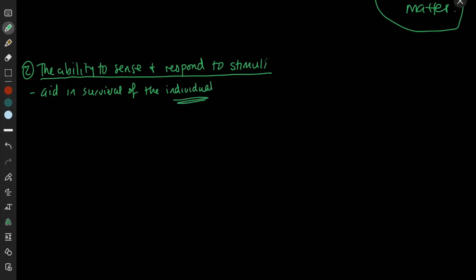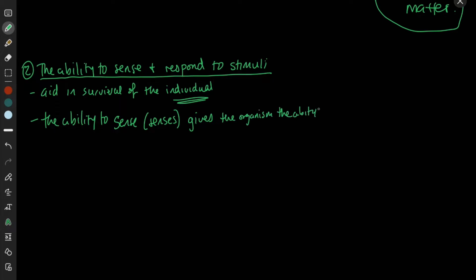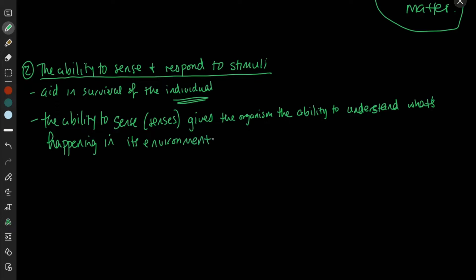And so with respect to us, or with respect to all organisms, the ability to sense, where in our case are the senses, gives the organism the ability to understand what's happening in its environment, right? So by sensing a stimulus, you're also sort of mapping out or figuring out what's going on in the surroundings or in the environment that you're in, right?